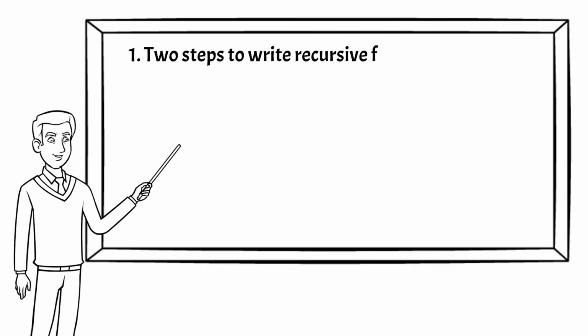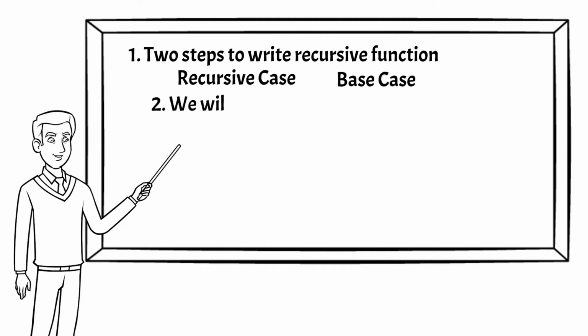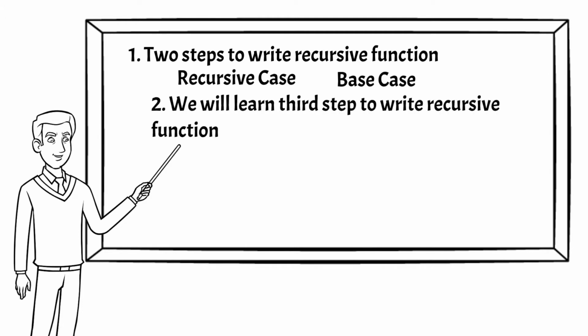In the last video, we understood about the two steps that can be used to write a recursive function. The first step was to write the recursive case, and the second step was to write the base case. In this video, we will have a look at the third step, which we will have to consider while writing a recursive function. In order to understand the third step, we will continue to use the same example of factorial, which we used in the last video.